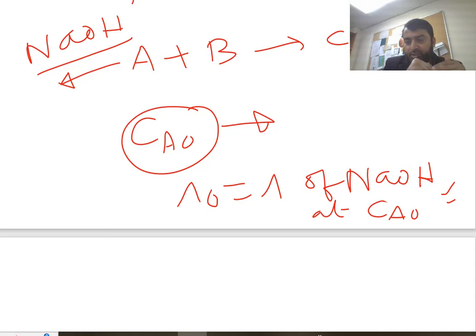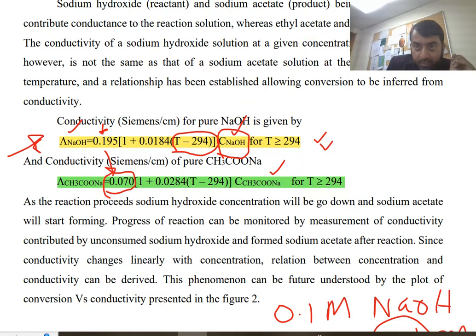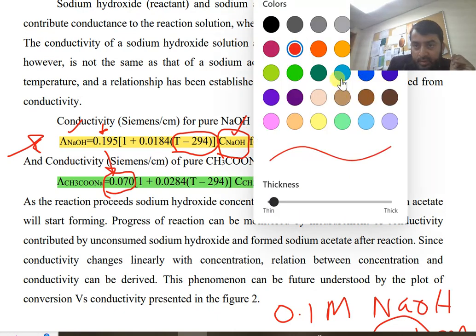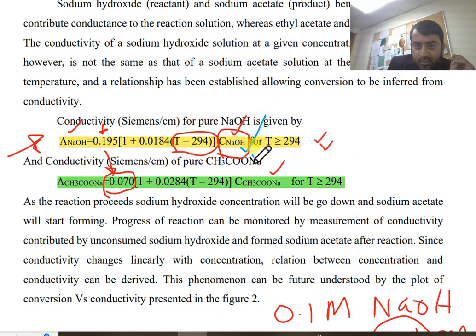So you know the concentration of NaOH at the entrance after mixing. If you know the concentration, you can put the concentration here. Concentration and temperature should be known. That's it. It will give you the conductivity in siemens, not millisiemens, siemens. That is lambda 0.